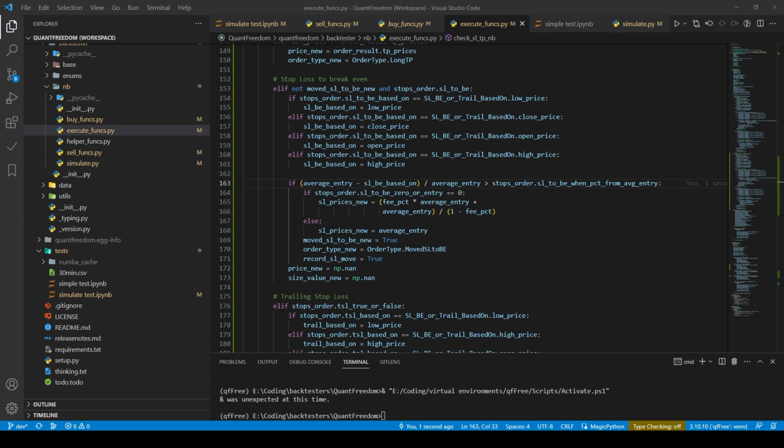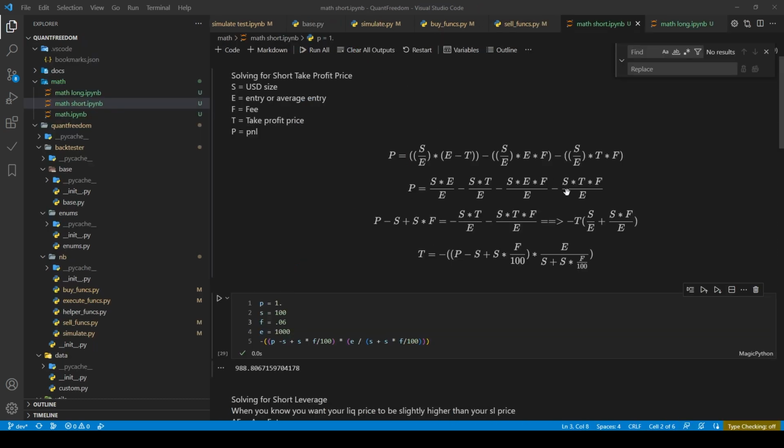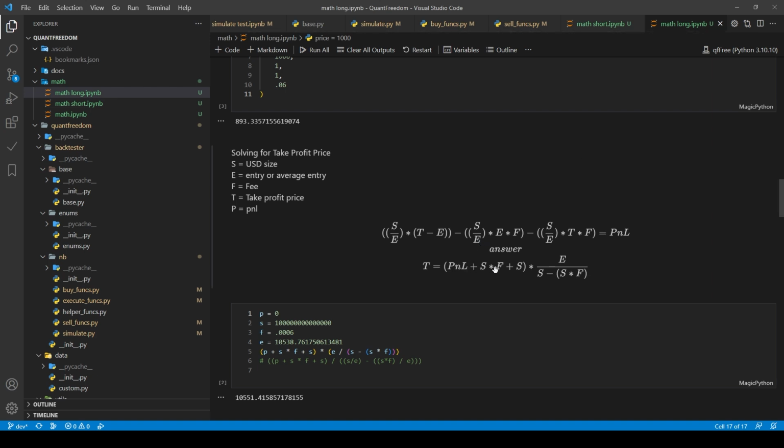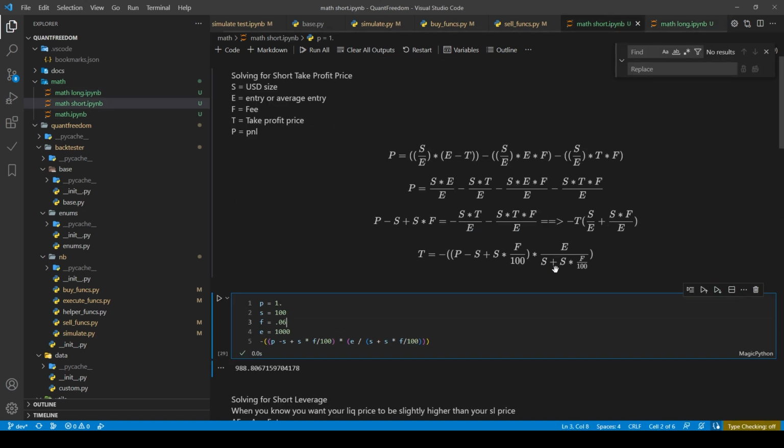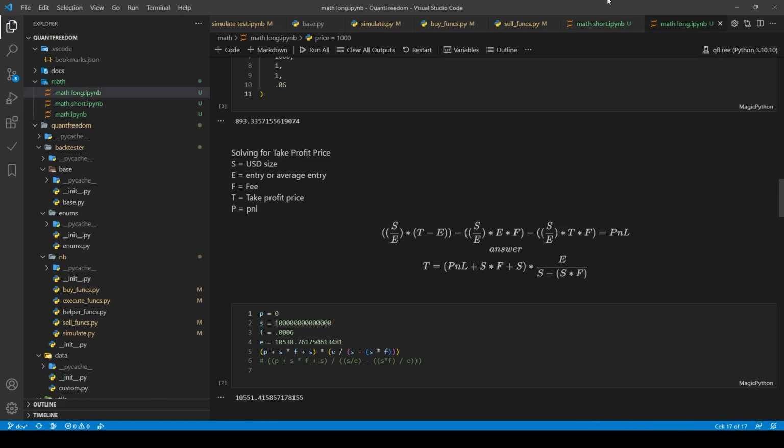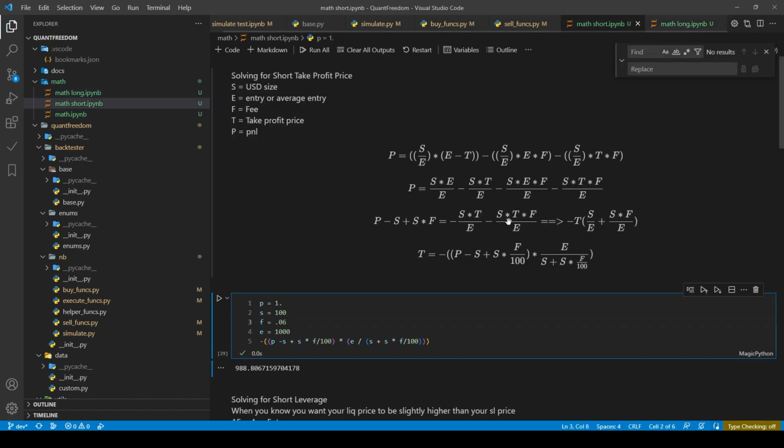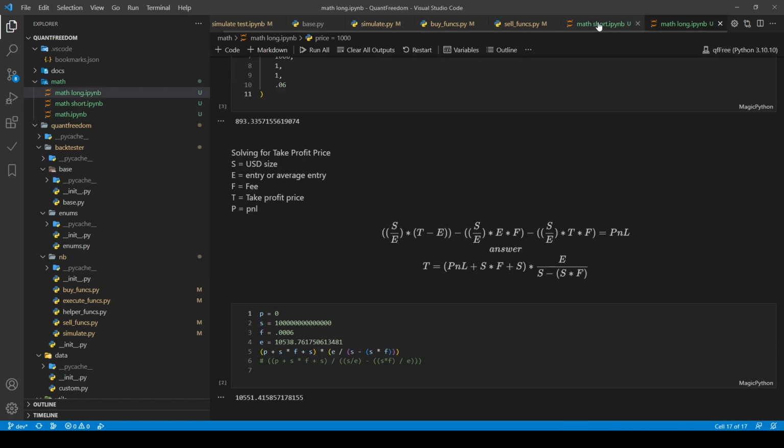Solving for long take profit price. What even is this? Wait a minute, what the hell is this? I have solving for short take profit price is this crazy thing. Oh, it's the same thing except without the 100 thing. Same thing.